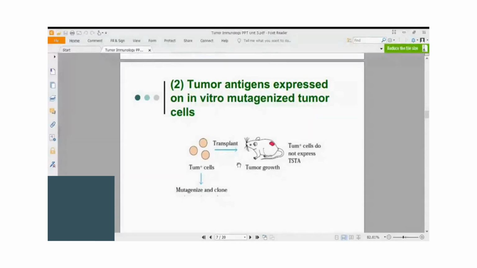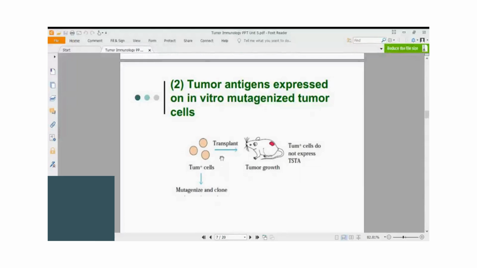We were discussing the tumor antigens and had first dealt with tumor specific transplantation antigen, which is also called rejection antigen. Then I have come to the second type of antigen.